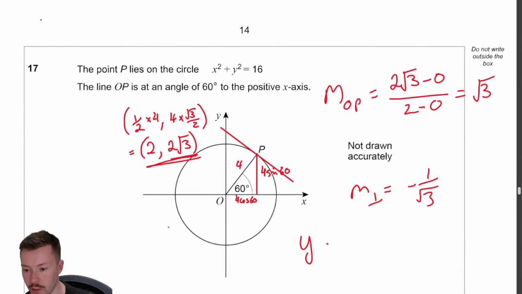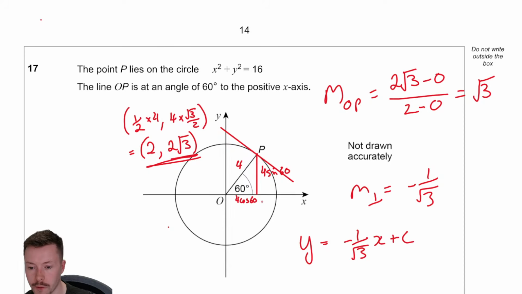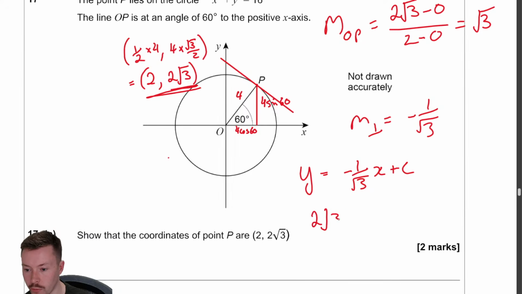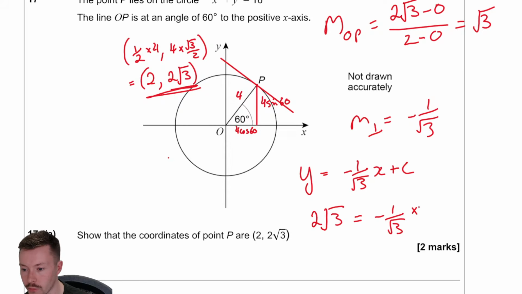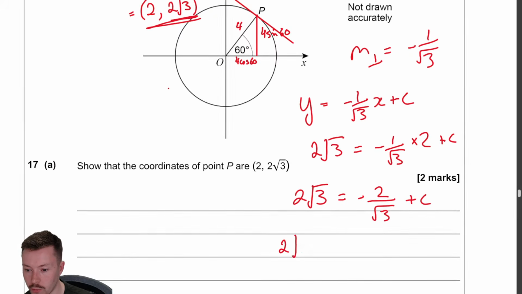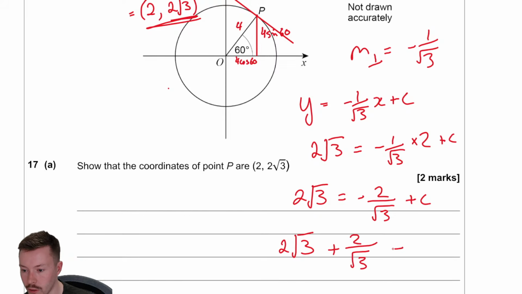Right, so we get y = −1/√3 x + c. We're going to substitute our points in now, so (2, 2√3). So 2√3 equals −1/√3 times 2 plus something. So 2√3 equals −2/√3 plus c. So we get 2√3 + 2/√3 equals c. Let's rationalise the denominator here.